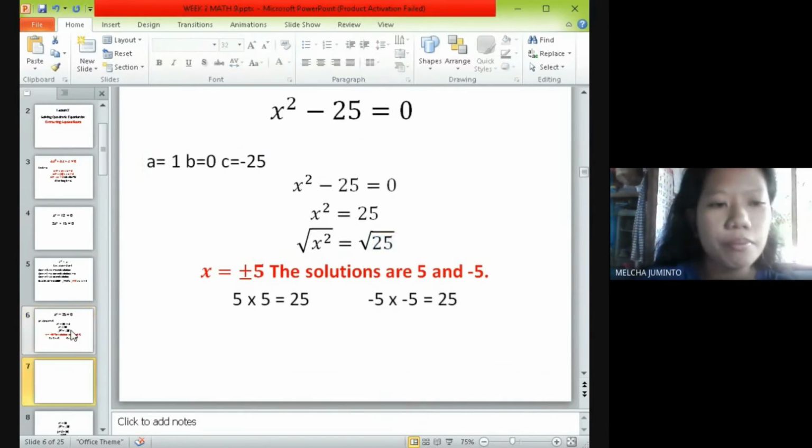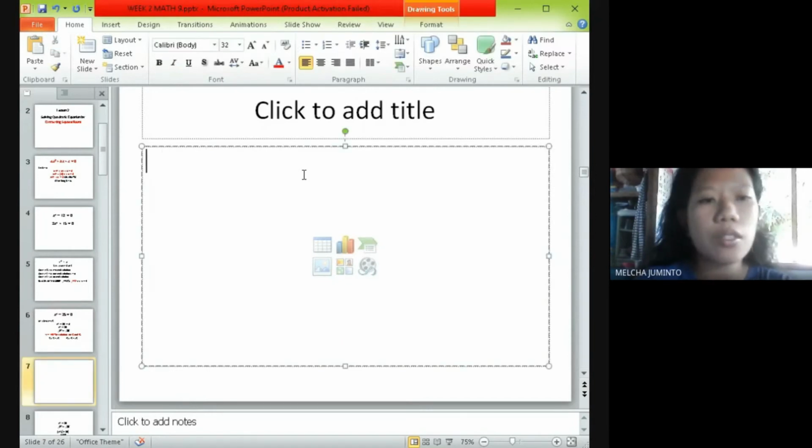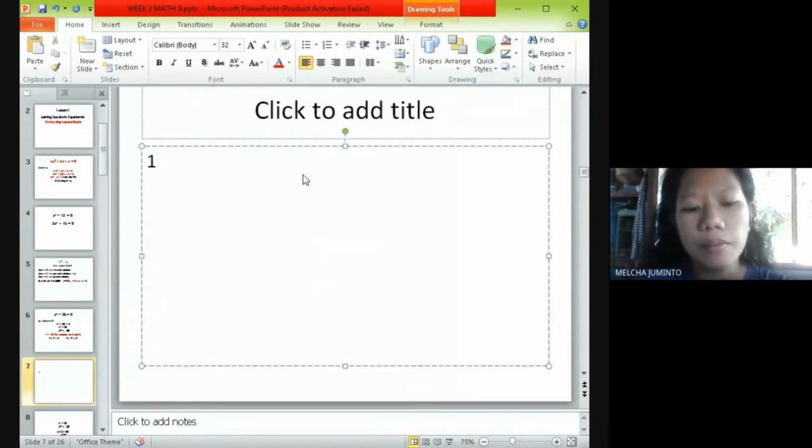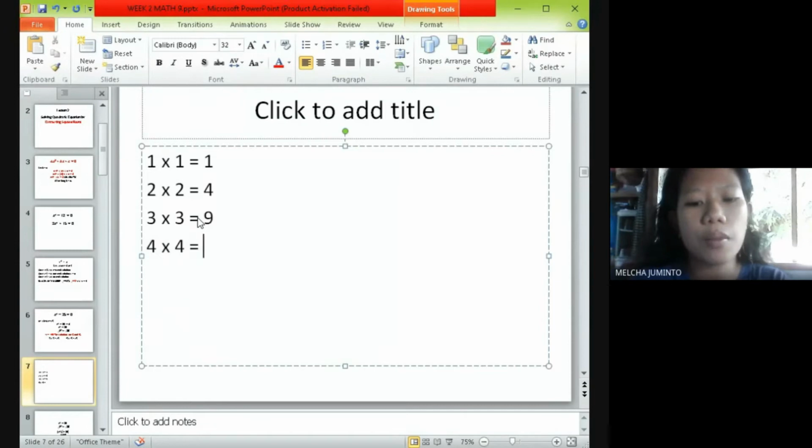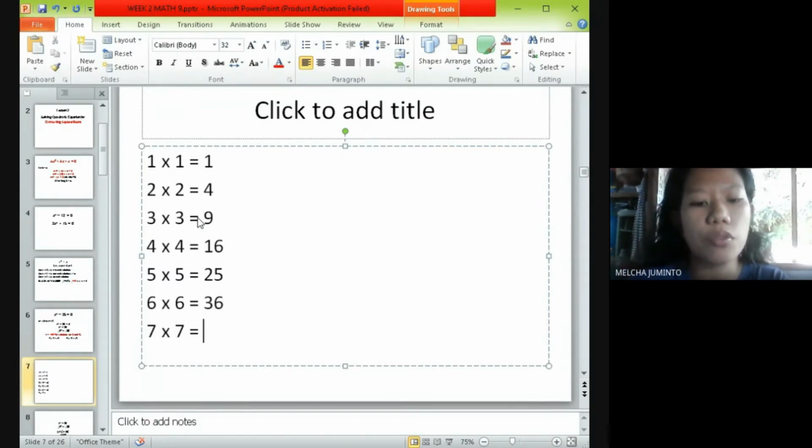Therefore, you need to be familiar with the square roots of numbers, and you can do that this way. You need to always consider this table. You need to be familiar with 1 times 1 equals 1, and then 2 times 2 is equal to 4. Next, 3 times 3 is equal to 9. 4 times 4 is equal to 16. 5 times 5 is equal to 25. Next, 6 times 6 is equal to 36. 7 times 7 is equal to 49, and so on. Next is 8 times 8, and so on.